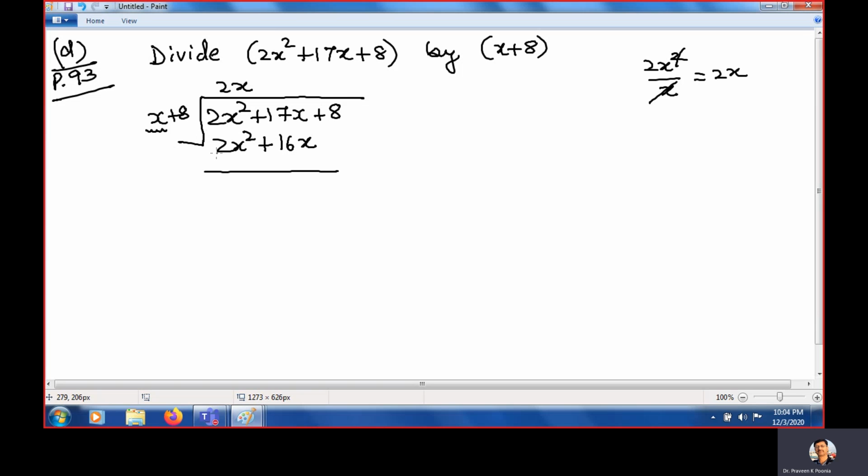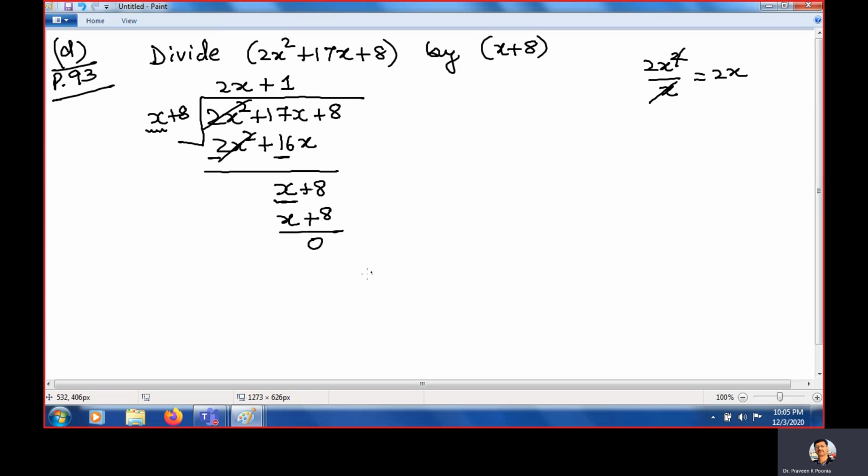Now subtract. Plus minus. Here is also plus minus. This 2x square minus 2x square cancels. 17 minus 16 is x only. And plus 8. So what are we getting? x plus 8 we are getting. x plus 8 means what? We move by plus 1, because 1 into x is x. We need to focus on this x only. So 1 into x is x, 1 into 8 is 8, and the remainder is 0.